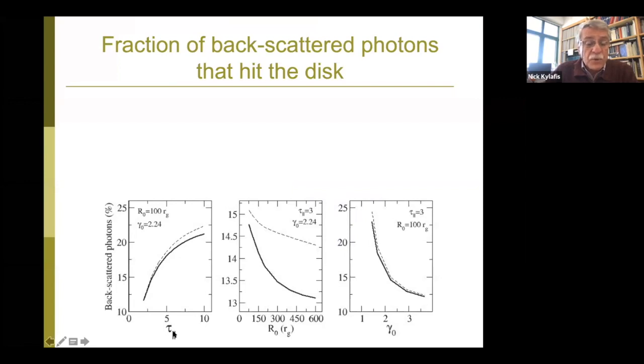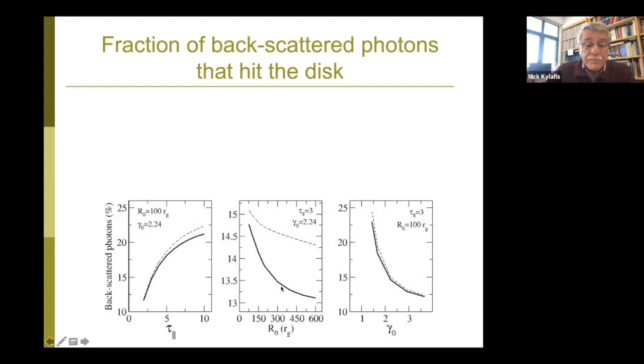Then we did a search where we kept two parameters fixed and varied the other one. So you see here a variation of the optical depth with R naught 100 RG and gamma naught 2.24. And the dashed line is all the backward scattered electrons, cos theta negative. Theta is the angle with respect to the magnetic field. And the black line is the photons that hit the disk. So not all backscattered photons hit the disk, because the disk has a finite inner radius and outer radius. But notice that 15, 20% of the input photons hit the disk, despite the fact that the jet is moving with a bulk gamma of 2 or so.